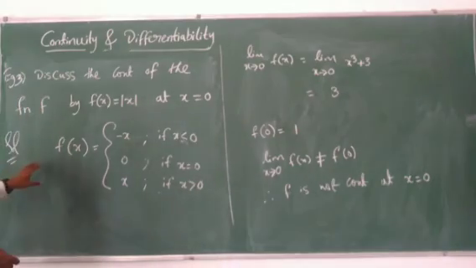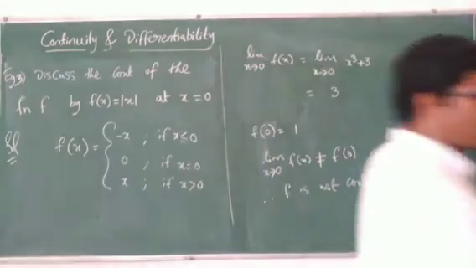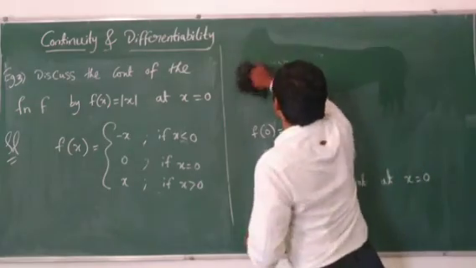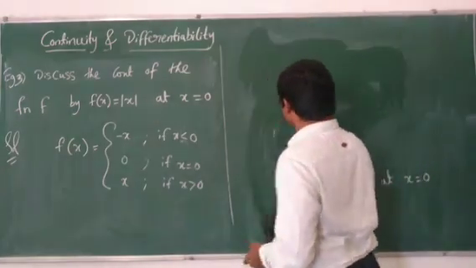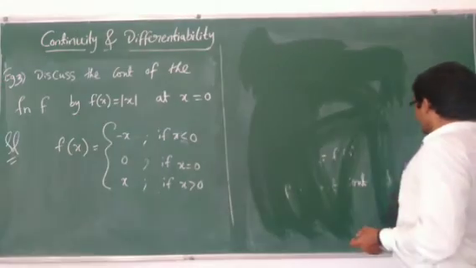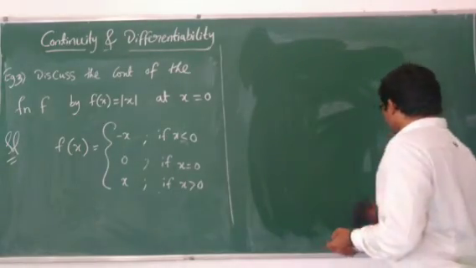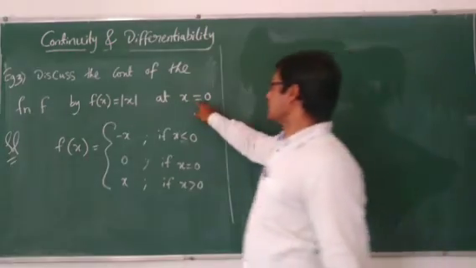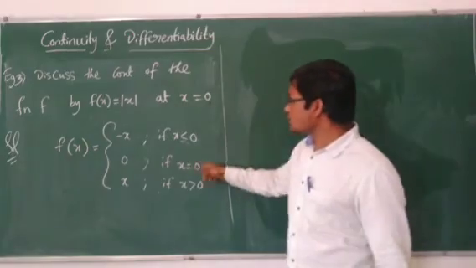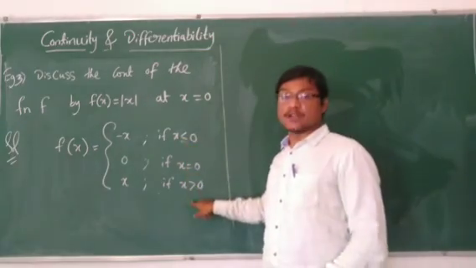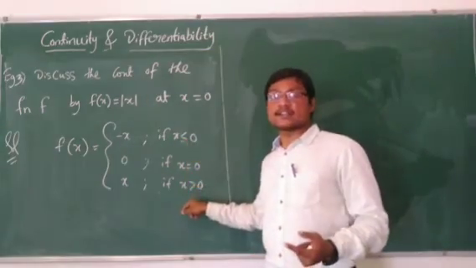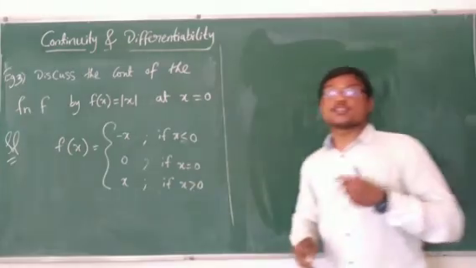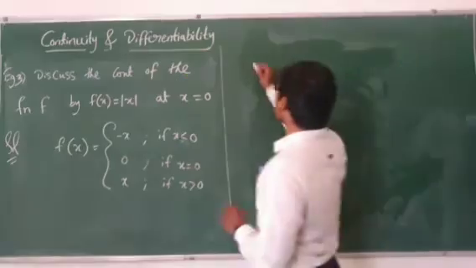Now we need to find out the continuity of this mod function at x equal to 0. Here we need to consider the left hand and the right hand limits. Why? Because we are finding the limit at x equal to 0. At x equal to 0 you have left hand and right hand limits, you have less than and greater than signs. Therefore we need to find the left hand and right hand limit.